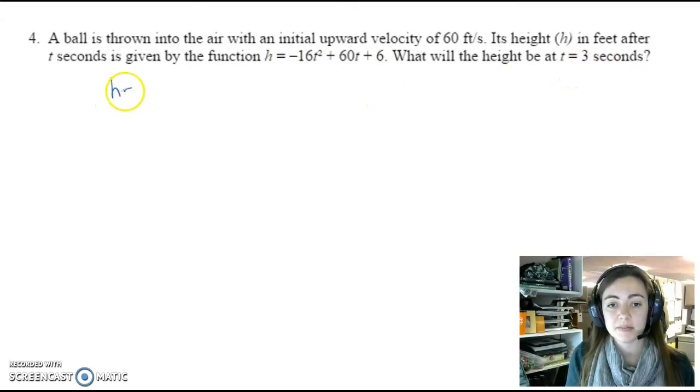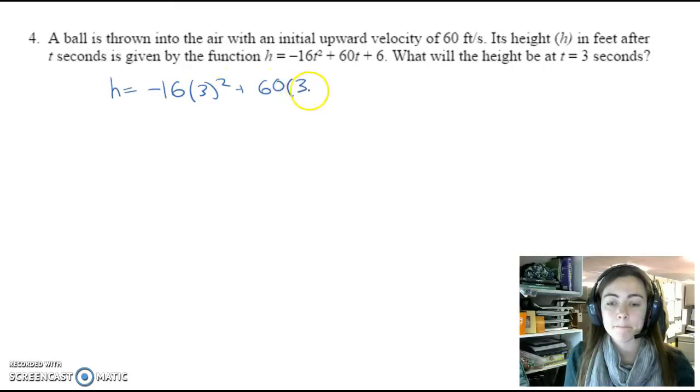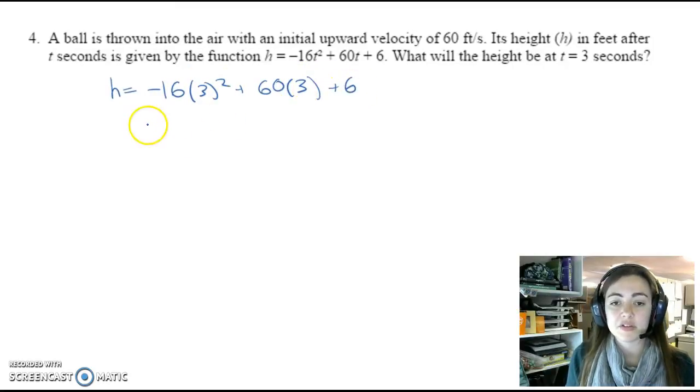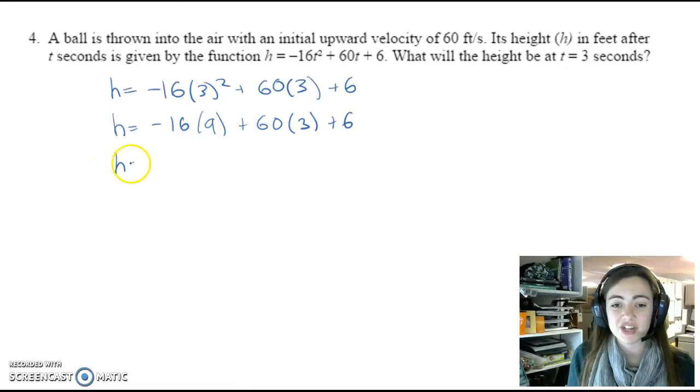Let's substitute that in. So negative 16. Now for t, we're going to use 3. Let's start simplifying. So 3 squared is 9. Now don't be afraid to use your calculator to kind of check your mental math here.